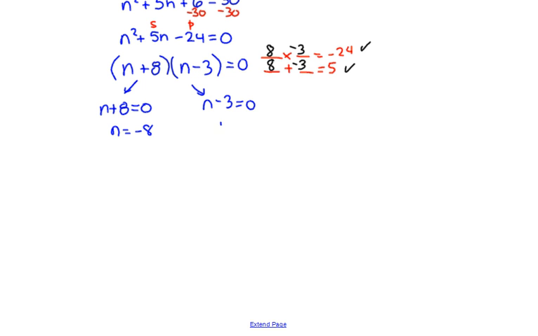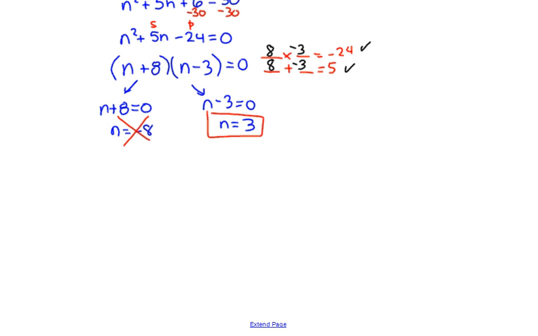If n minus 3 equals 0, what would n have to be? Add 3 to the other side, n is 3, right? Would you agree 3 minus 3 equals 0? Yeah. Would you agree that negative 8 plus 8 equals 0? Okay, which one of these can we reject? Which one would we reject? Negative 8. Remember that n has to be natural numbers, counting numbers, so it can't be a negative value. So our solution is n equals 3.